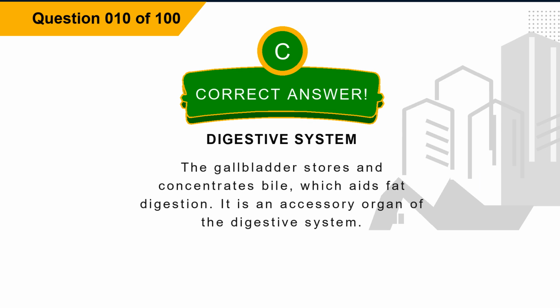Digestive system. Explanation. The gallbladder stores and concentrates bile, which aids fat digestion. It is an accessory organ of the digestive system.